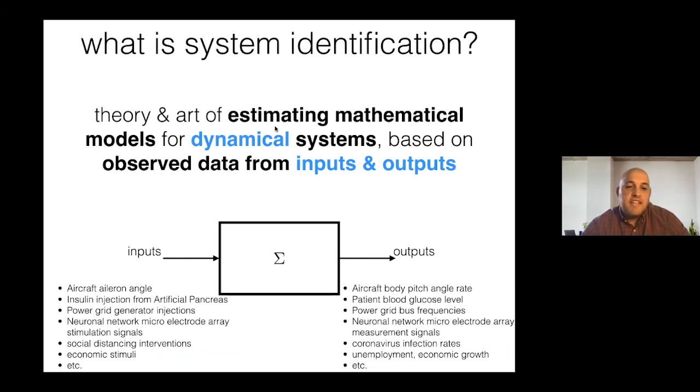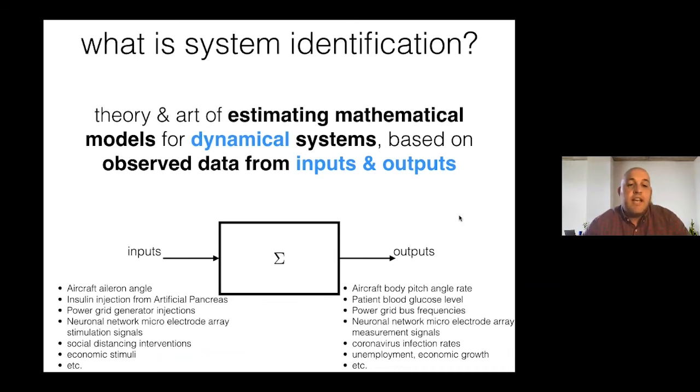We might be interested in how, if we wiggle around the aileron of an aircraft, which is a control surface at the trailing edge of a wing, what effect does that have over time on the pitch rate of the aircraft? For a person who has diabetes, how do insulin injections from an artificial pancreas system affect over time the blood glucose levels as outputs of the system?